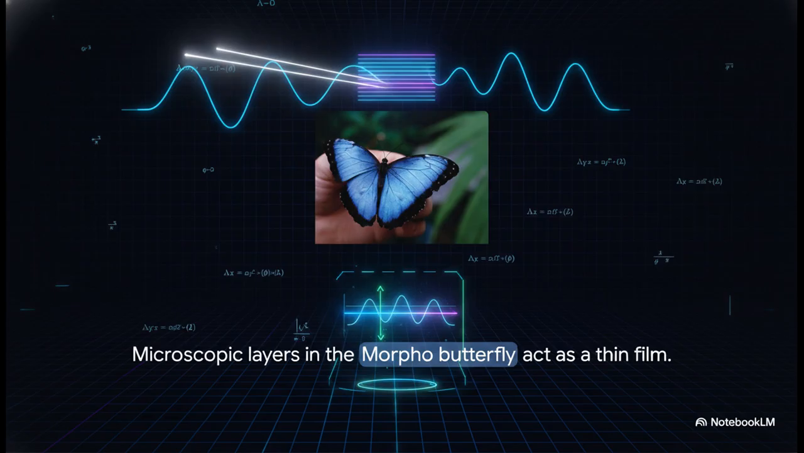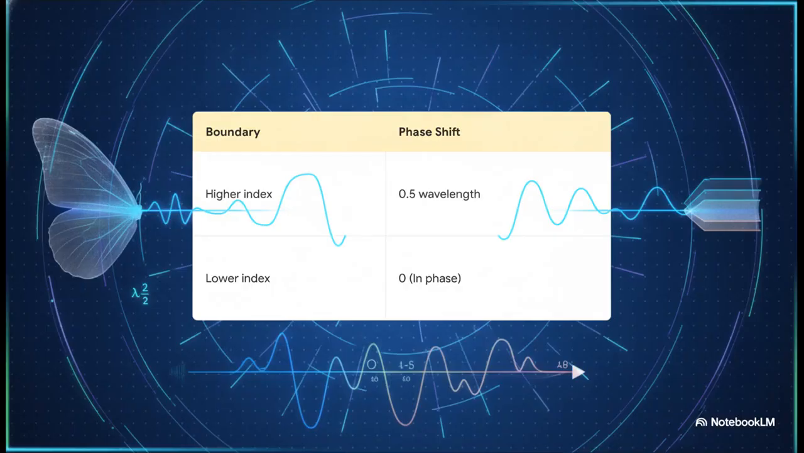When white light hits the wing, some of that light reflects off the top surface of this microscopic film, while some of it passes right through and reflects off the bottom surface. Then, those two reflected light waves interfere with one another. Now, when we're calculating this thin film interference, we use this handy table to remember one absolute rule of thumb. Reflecting off a medium with a higher refractive index shifts the wave by exactly half a wavelength.